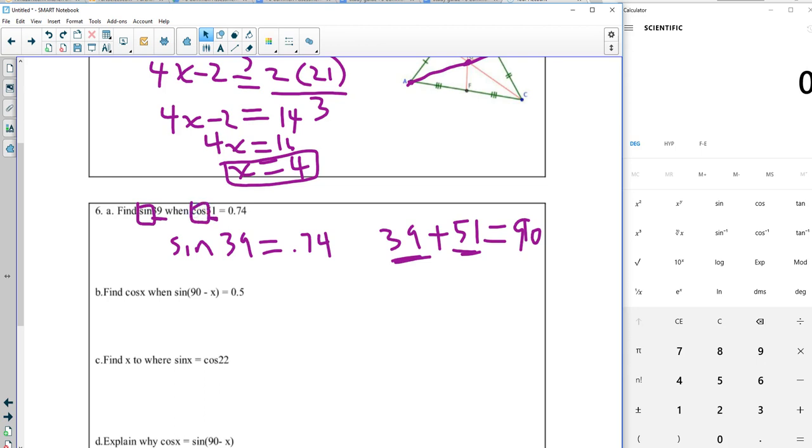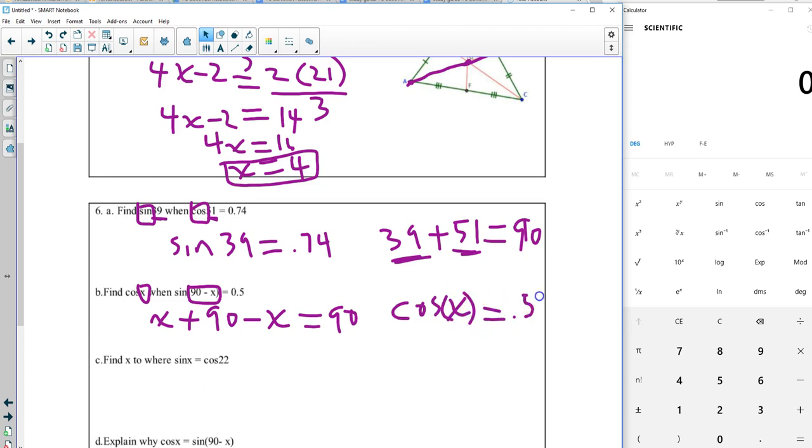In this case, we have cosine x and sine of 90 minus x. If I take x plus 90 minus x, this equals 90. So this value and that value are both complementary. Therefore, the cosine of x is equal to 0.5 also.